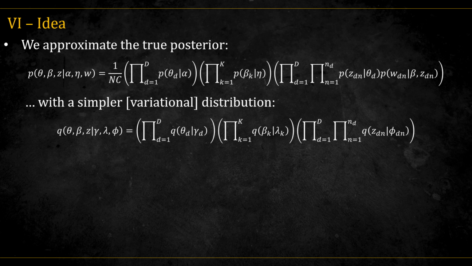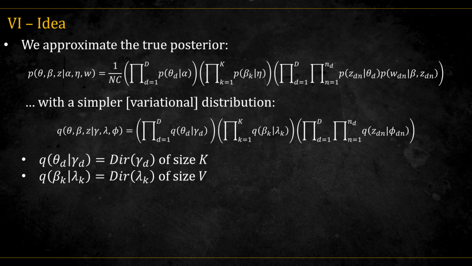The idea of VI is rather simple. We approximate a complex distribution with a simpler distribution, referred to as the variational distribution. And we tweak the parameters of this new distribution until it resembles the complex distribution. Our variational distribution is denoted by Q and is equal to this. These distributions are Dirichlet, and these are categorical. You might wonder, what's the difference between P and Q? Did we just replace the name of the parameters?